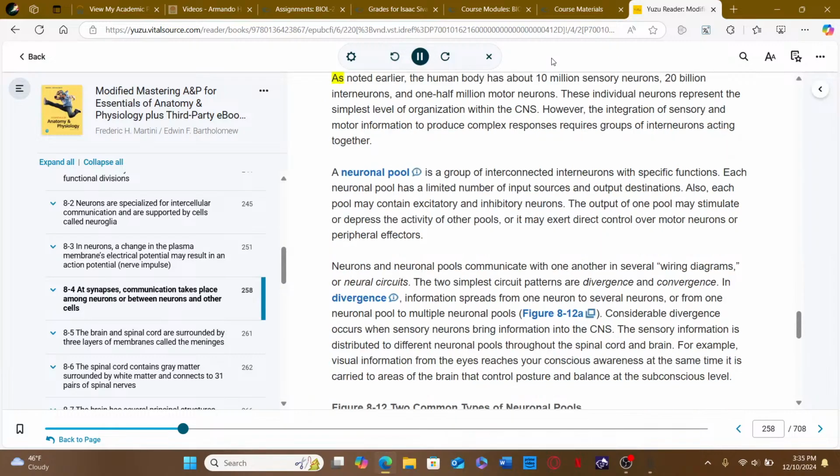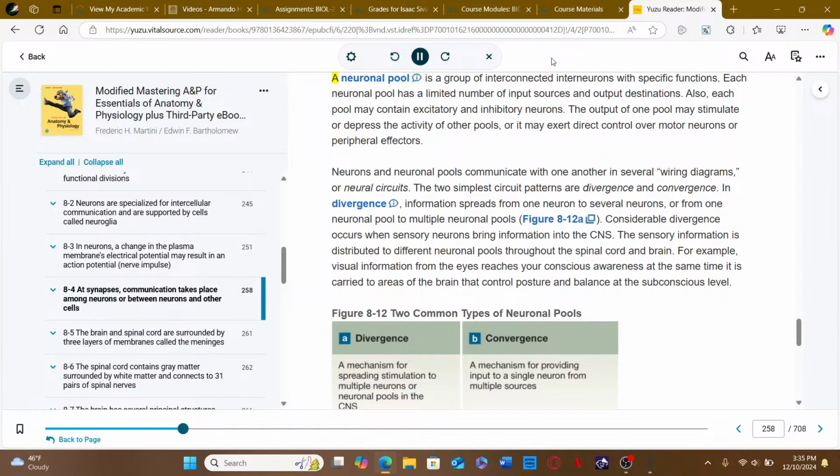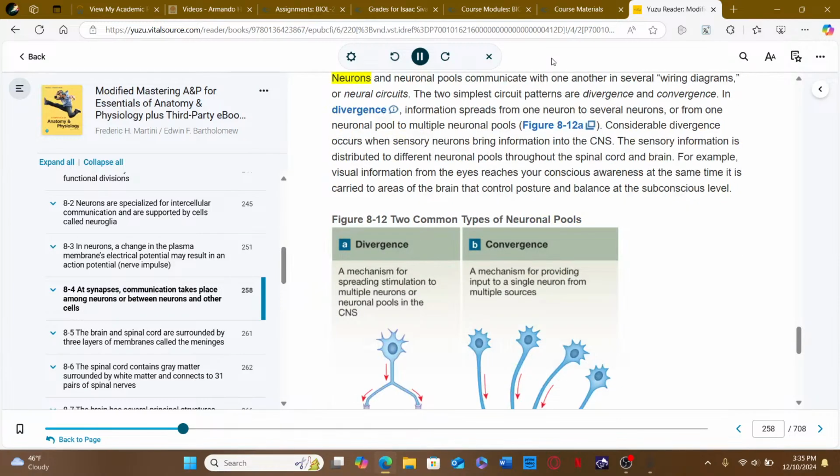Neuronal pools. As noted earlier, the human body has about 10 million sensory neurons, 20 billion interneurons, and 1/2 million motor neurons. These individual neurons represent the simplest level of organization within the CNS. However, the integration of sensory and motor information to produce complex responses requires groups of interneurons acting together. A neuronal pool is a group of interconnected interneurons with specific functions. Each neuronal pool has a limited number of input sources and output destinations. Also, each pool may contain excitatory and inhibitory neurons. The output of one pool may stimulate or depress the activity of other pools, or it may exert direct control over motor neurons or peripheral effectors.